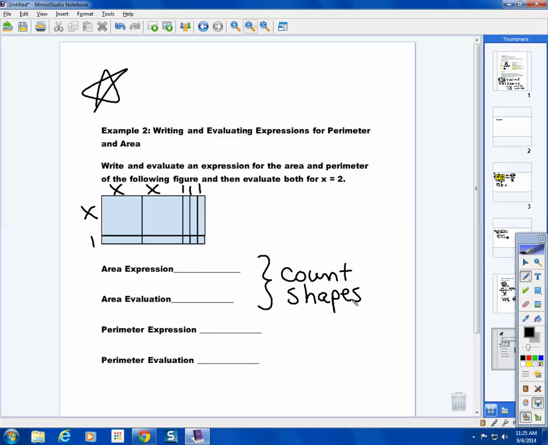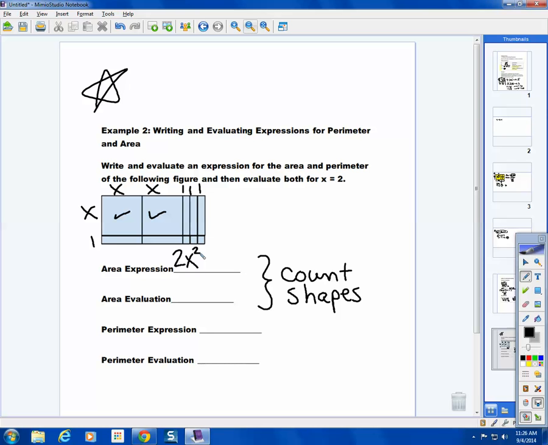I have some big squares up here. Help me remember the area of my squares again. These were both what? X squared. How many x squareds are up here? 2. There's 2 of them. So I'm going to start my area expression as 2x to the what? Second power.